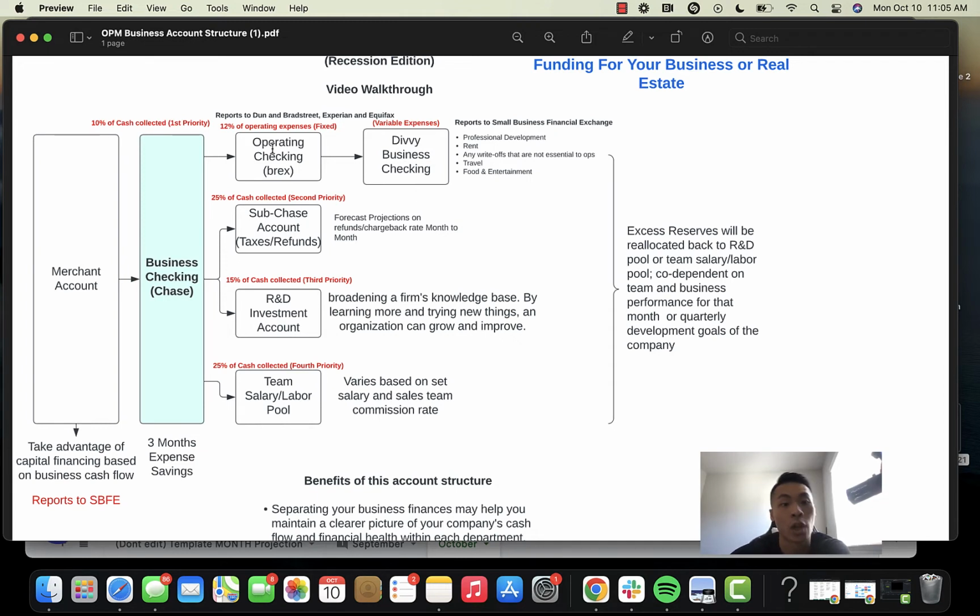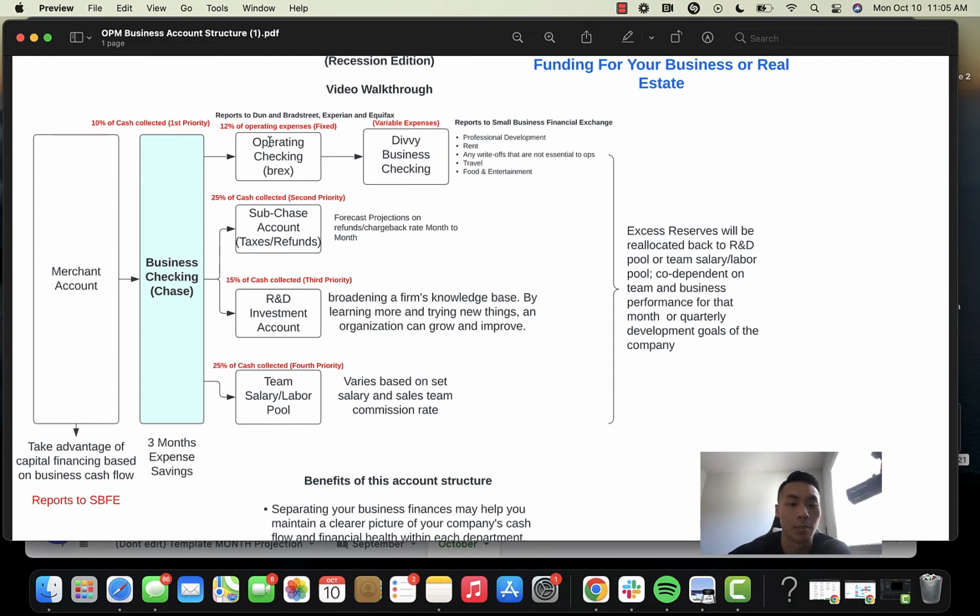So for example, software expenses is a big one, right? What are your fixed software expenses that are being charged on a monthly basis? Then you take that percentage, and you want to make sure that whenever you collect cash on the merchant account, it's allocated towards your operating account first, right?